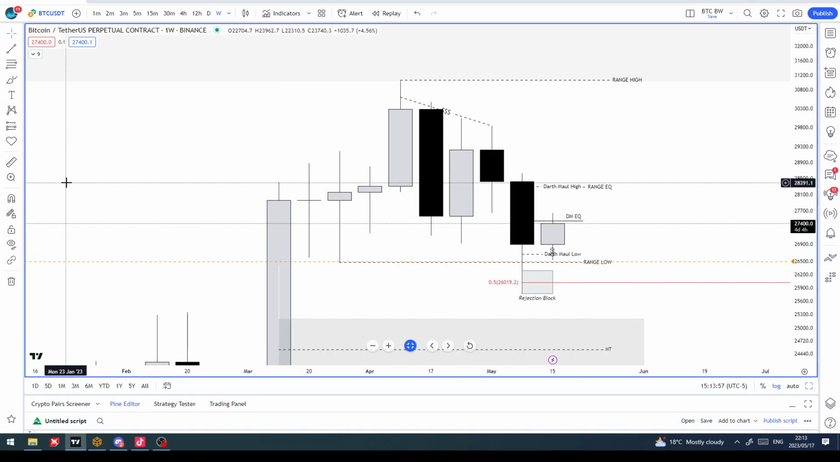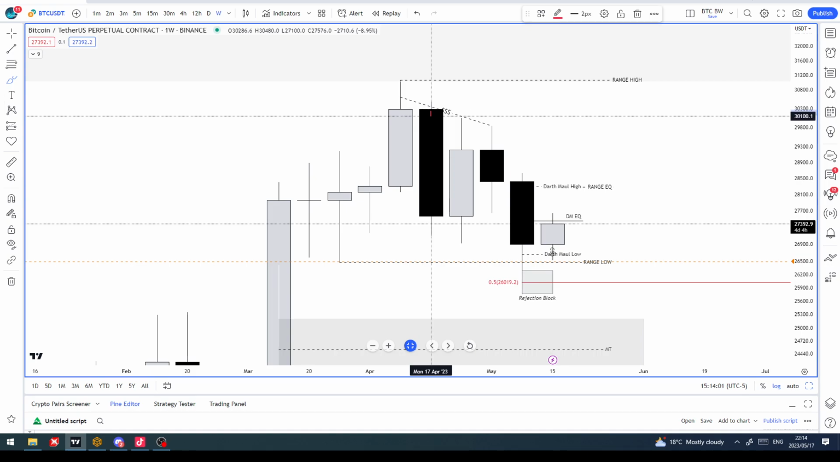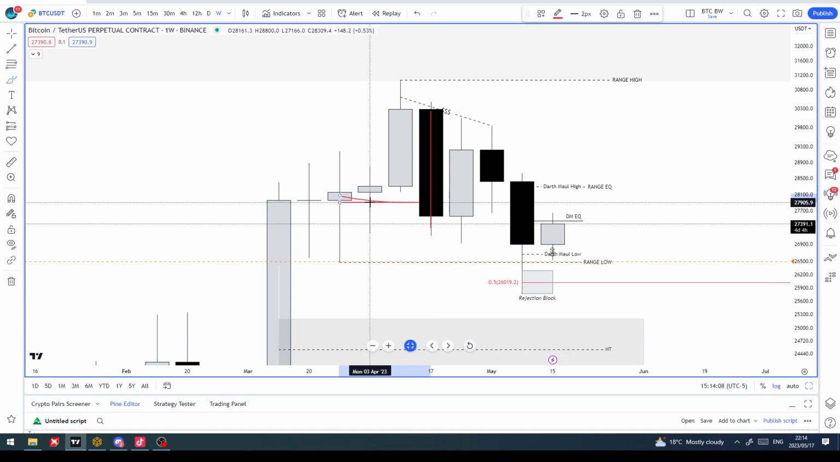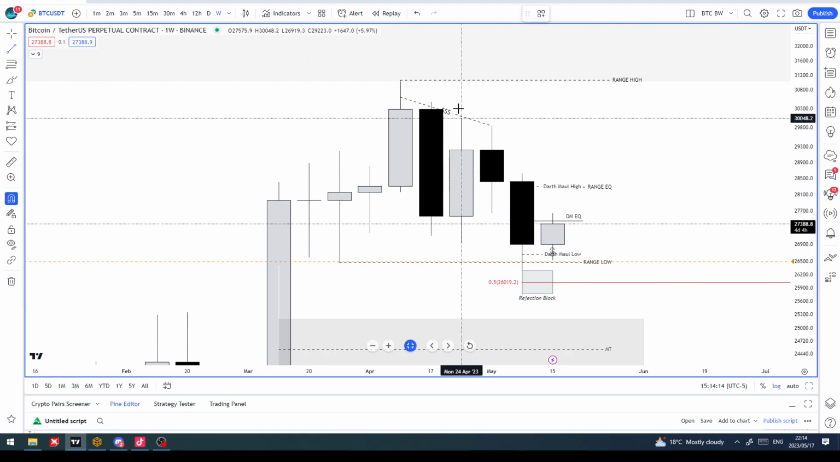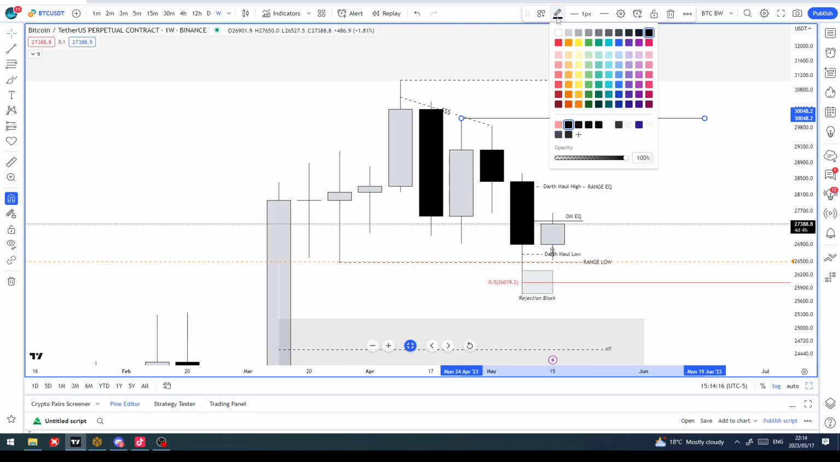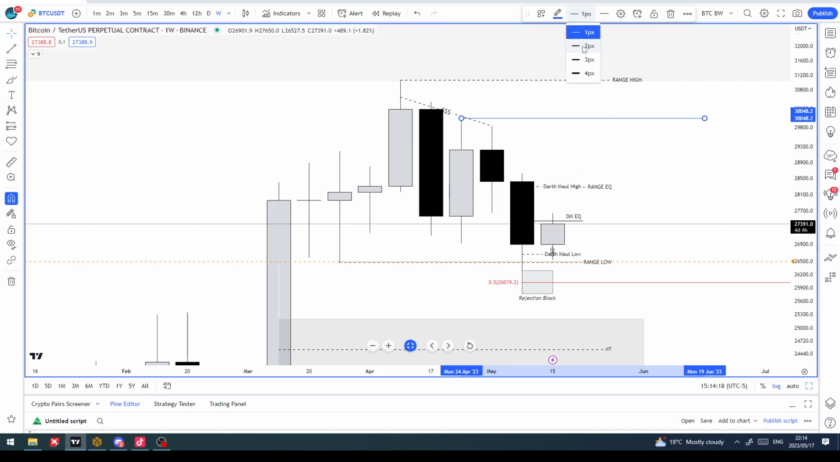Let's look at it this way now, right? This candle here that I've marked off in red closed below the range low, which makes the high of this candle, the next candle, the start of the new delivery.